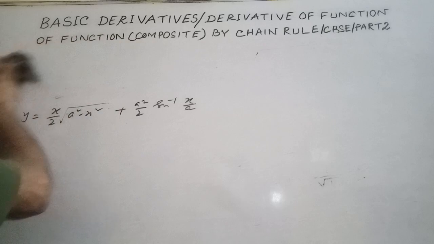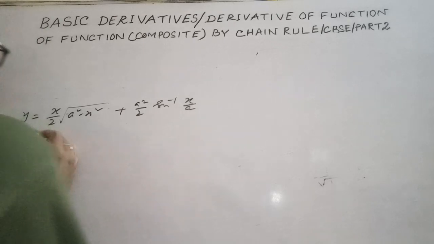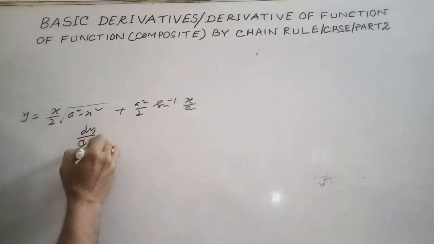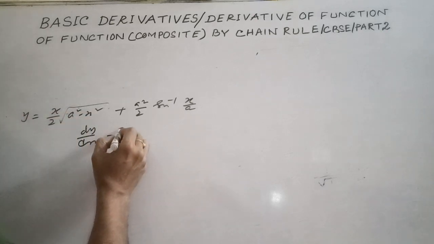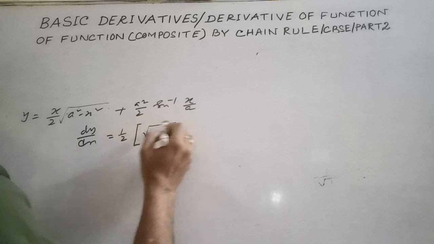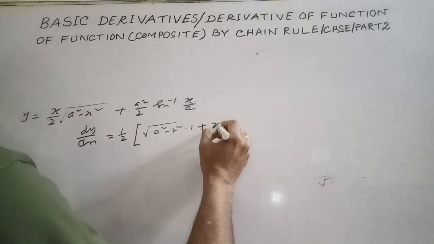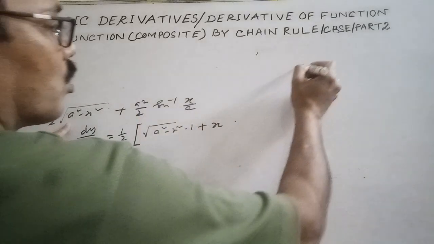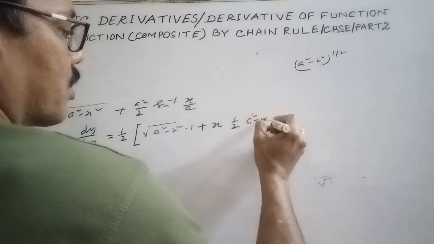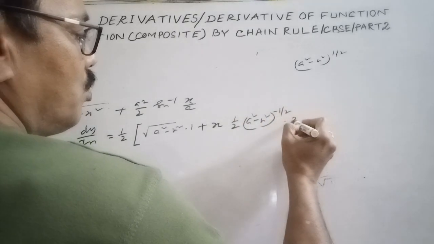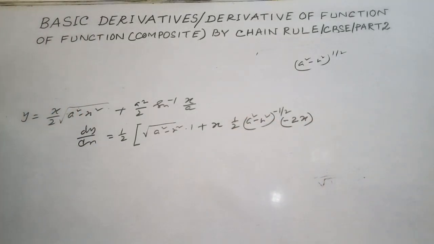Prove that dy/dx equals root over a² minus x². So, what is dy/dx? This is two functions, this one and this one. So, use the product rule: half unchanged, root over a² minus x² into 1, the derivative of x is 1. So, x unchanged, a² minus x² whole to the power half. So, half into a² minus x² whole to the power minus half into minus 2x. This should be noted, the derivative of a² minus x².